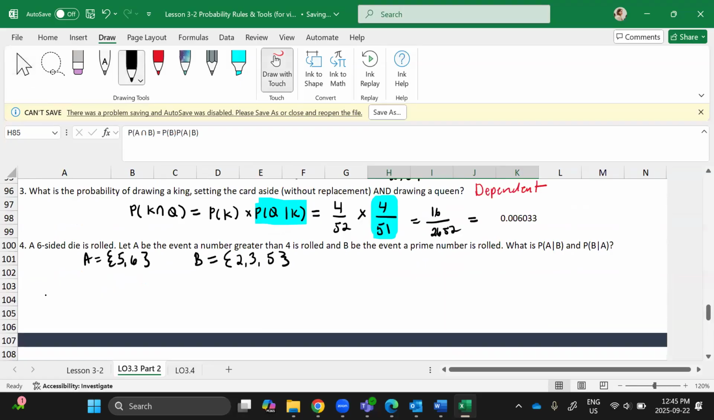So if I want probability of A given B, it should be the probability of A and B happening over probability of B, the one that's after the given, the bar. Probability of A and B happening is just the number 5. So that's a 1 in 6 chance. The probability of B is a 3 in 6 chance. If you divide the fractions, you'll end up with a 1 in 3 chance.